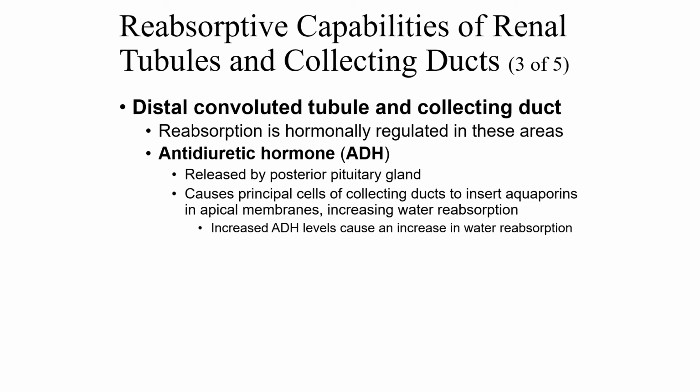In the distal convoluted tubule and the collecting duct, reabsorption is going to be regulated by ADH. ADH is going to cause an increase in water reabsorption. Basically, ADH causes the collecting duct cells to allow aquaporins to be inserted into the apical membranes. So when the body needs to take up more water, the cells will make aquaporins and insert them into their membranes and allow more water to be reabsorbed quickly.